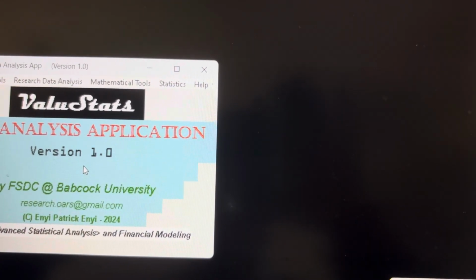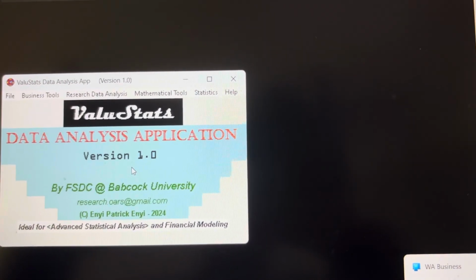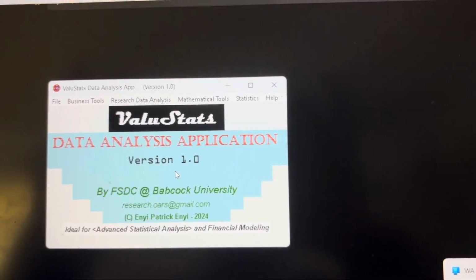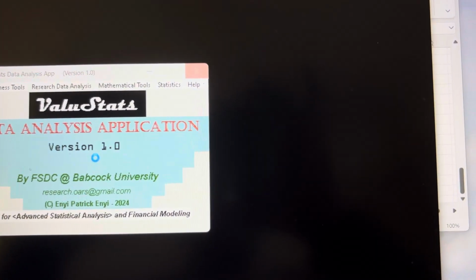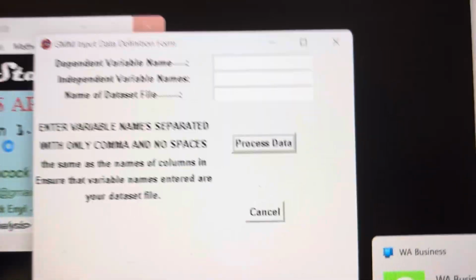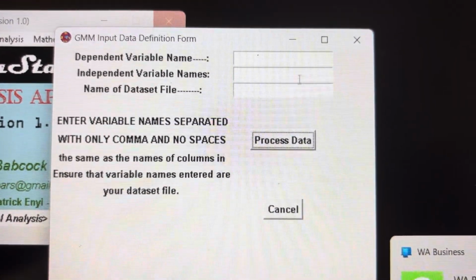I think the form is still initializing. It will soon bring itself up. Still initializing. Yeah, it has arrived. So now we start entering the data.